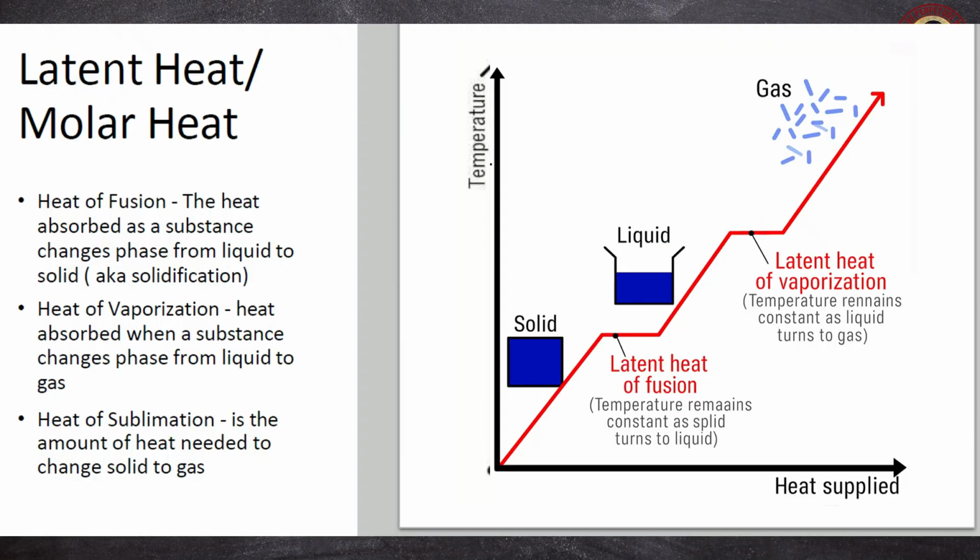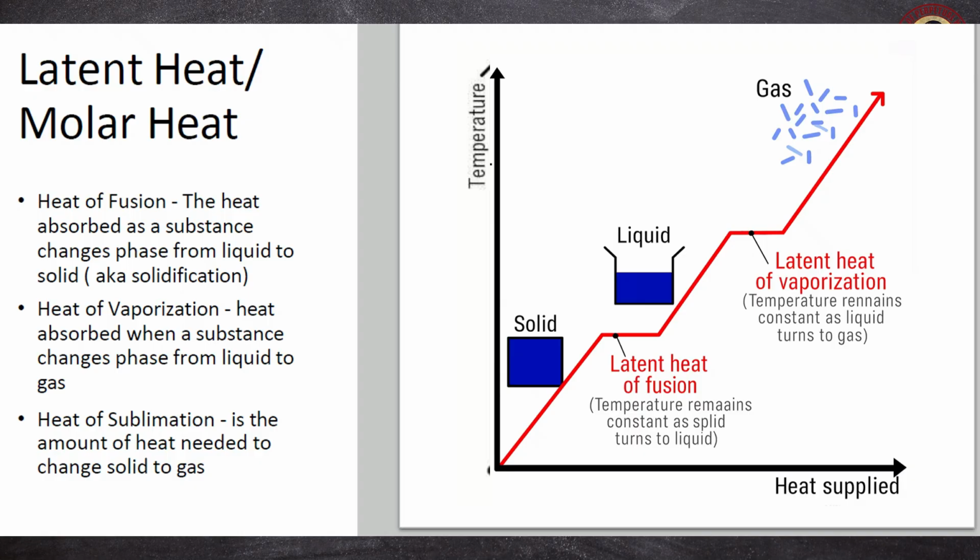Now let's go deeper into latent heat, this time focusing on heat of fusion, vaporization, and sublimation. The heat of fusion is the heat absorbed or released when a substance changes between solid and liquid. For example, when ice melts into water or when water freezes into ice. During this stage, the temperature stays constant, but molecular bonds are breaking or forming beneath the surface.